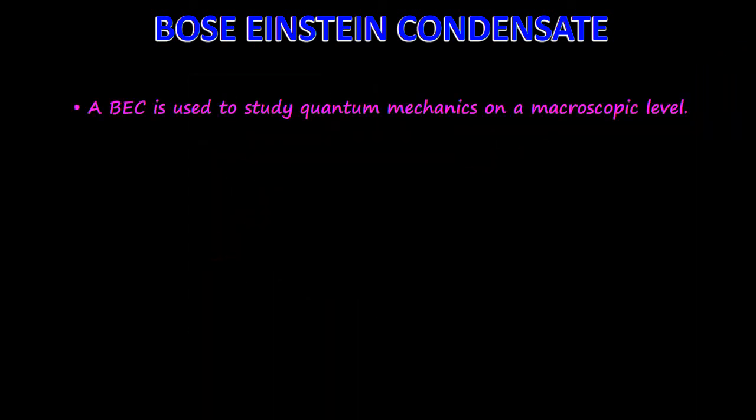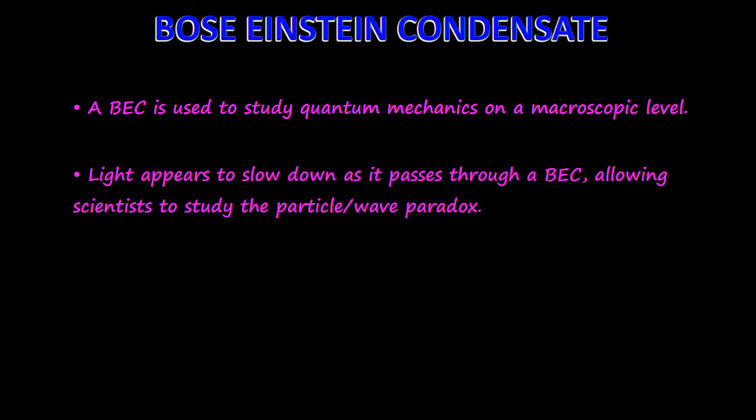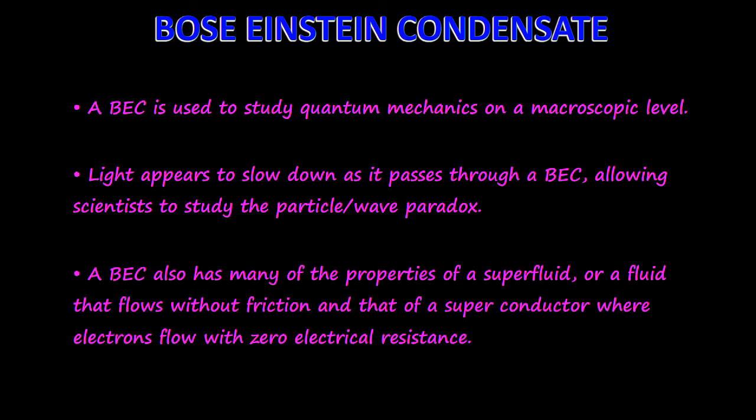A BEC is used to study quantum mechanics on a macroscopic level. Light appears to slow down as it passes through a BEC, allowing scientists to study the particle-wave paradox. A BEC also has many of the properties of a superfluid, or a fluid that flows without friction, and of a superconductor, where electrons flow with zero electrical resistance.